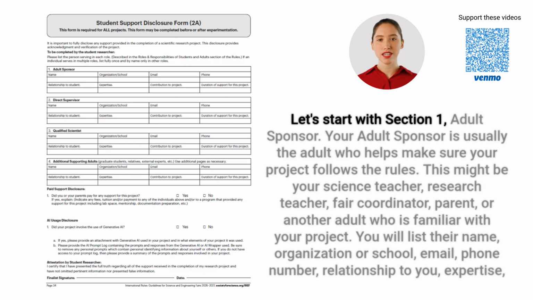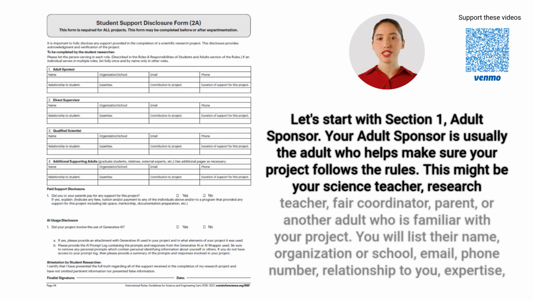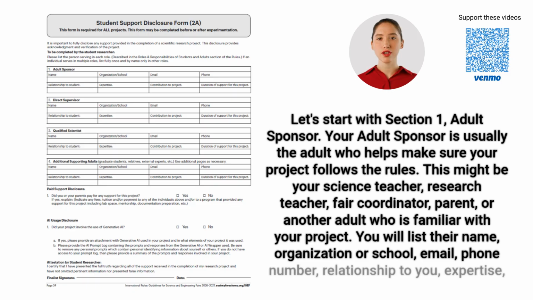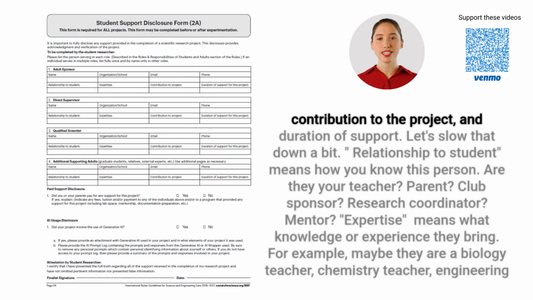Let's start with Section 1, Adult Sponsor. Your adult sponsor is usually the adult who helps make sure your project follows the rules. This might be your science teacher, research teacher, fair coordinator, parent, or another adult who is familiar with your project. You will list their name, organization or school, email, phone number, relationship to you, expertise, contribution to the project, and duration of support. Let's slow that down a bit.